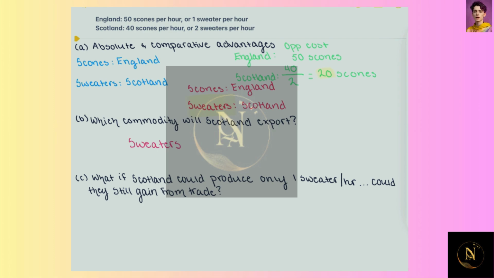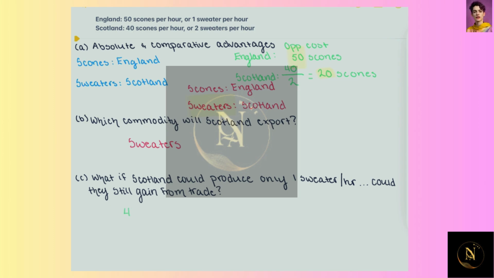All right, now part C is asking us, what if Scotland could only produce 1 sweater per hour? Initially they could produce 2 sweaters per hour, but now they can only do 1. We want to know if Scotland could still gain from trade with England if they could only produce this 1 sweater per hour. So we may want to recalculate our comparative advantages. We can leave England's alone, where we found that a sweater is equal to 50 scones. But now let's redo this for Scotland.